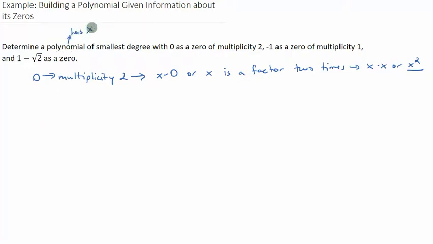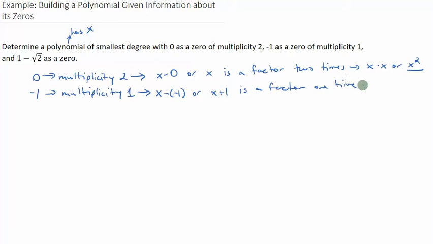Then we know that negative 1 is a 0, multiplicity 1. That means that x minus negative 1, or more simply x plus 1, is a factor 1 time. So that means we have x plus 1 to the first power is a factor, or just x plus 1 if you want. Finally, we know 1 minus the square root of 2 is a 0. It doesn't tell us its multiplicity, so let's keep it multiplicity 1, because we want the smallest degree.